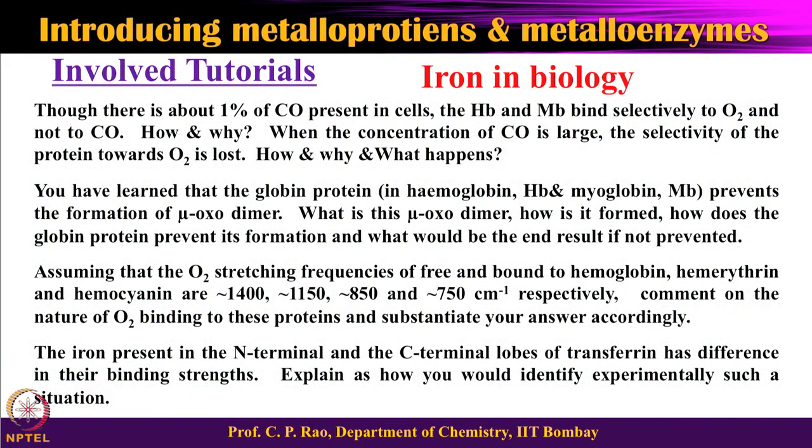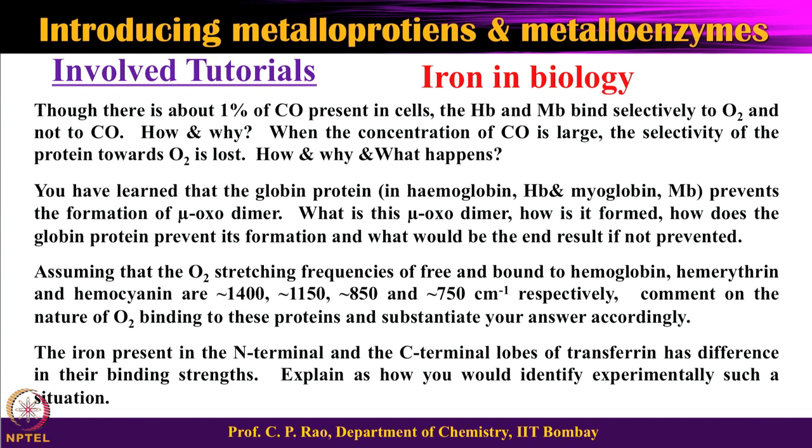When some little disturbance or perturbation is there, it will become 1150. When it is particularly reduced to a single bond, then it will become the 850, hydroperoxy type. When it is completely peroxo, then it becomes 750, and that is what happens. So, in hemoglobin very little perturbation, in hemerythrin a hydroperoxy kind of species, and in hemocyanin a peroxy species, which is bridged between the two copper centers.